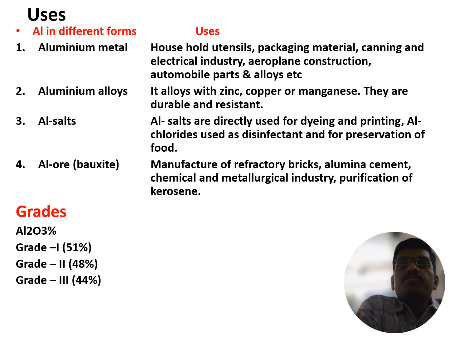Bauxite has been graded into three grades based on the aluminium content. If it has aluminium content of more than 51%, it will be classified as grade 1. If it has 51 to 48%, it will be graded as grade 2, and if it is around 44% or less, it will be graded as grade 3.